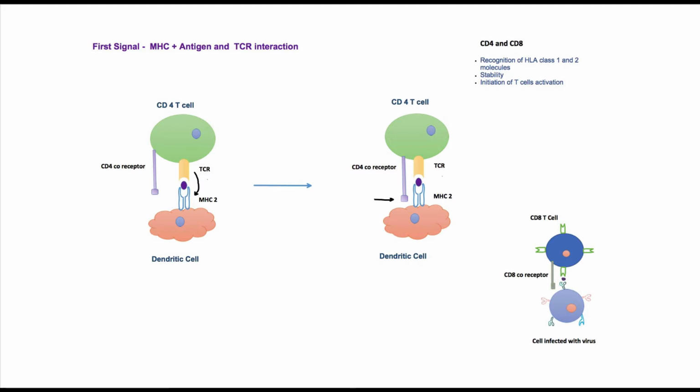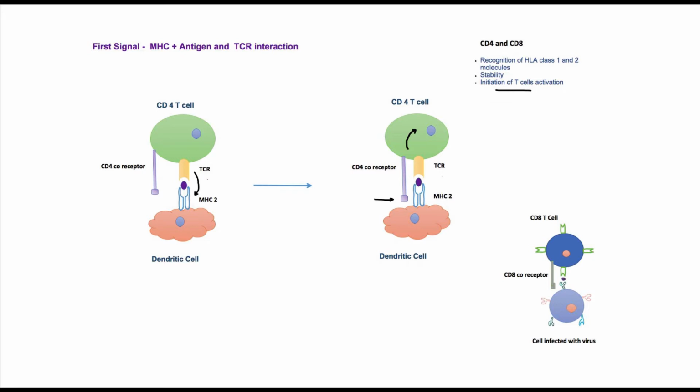This interaction of CD4 co-receptor with HLA molecules has three functions. It helps CD4 T cells to recognize HLA class II molecules. It also provides some stability to this interaction. And finally, some downstream signals are sent from T cell receptor complex to T cells. These signals result in initiation of activation of T cells. However, this activation will not go any further unless there are additional signals.